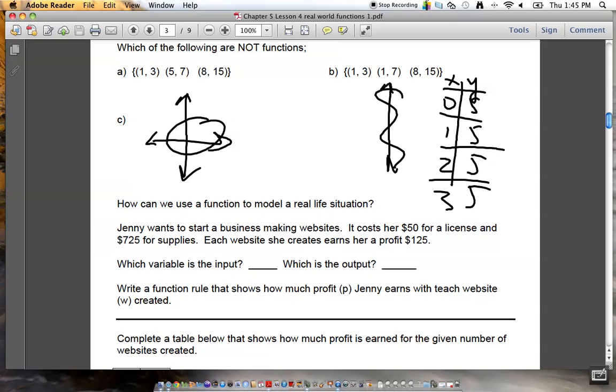Is A a function? Yes or no? Yes, because each of the x values are unique. They're all different. Is B a function? No. Why not? Because of the ones, right? Is C a function? No. What does it fail? What kind of line is that? Vertical. It fails the vertical line test.